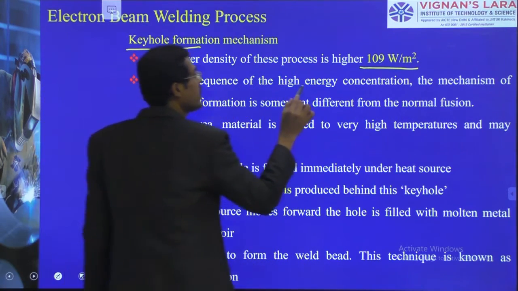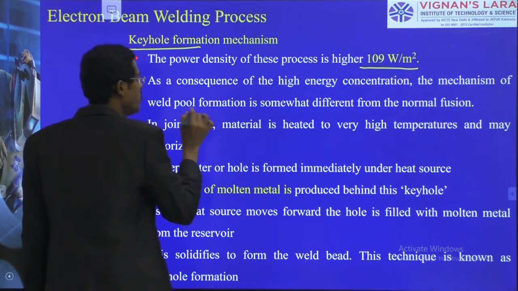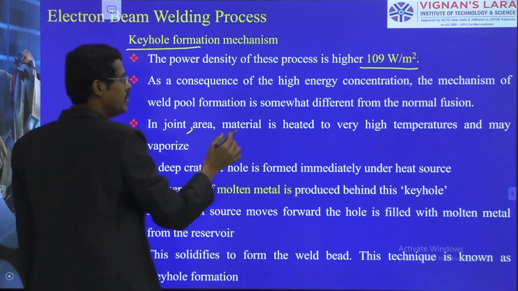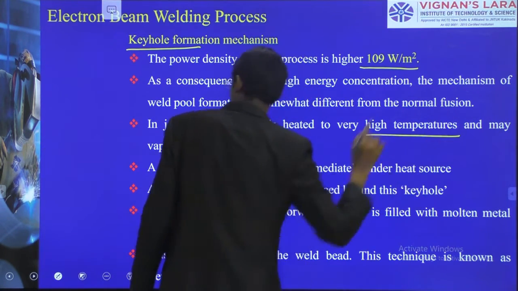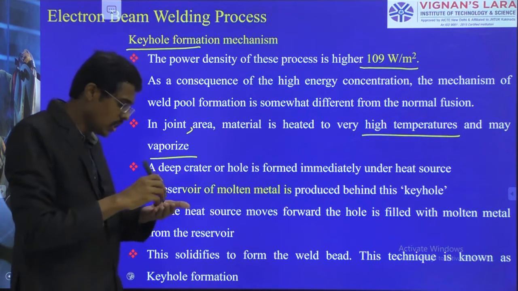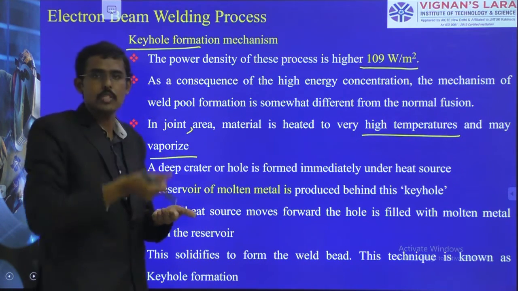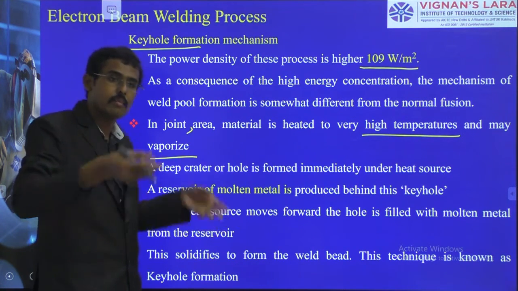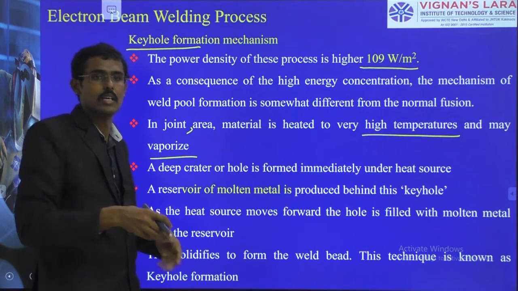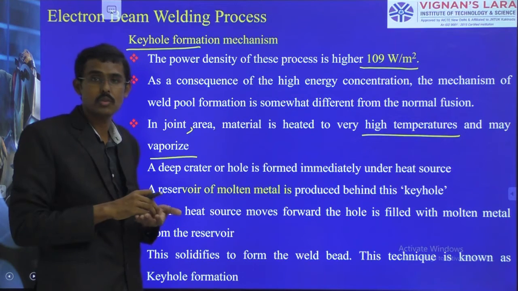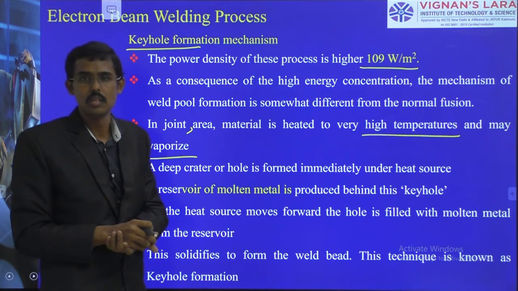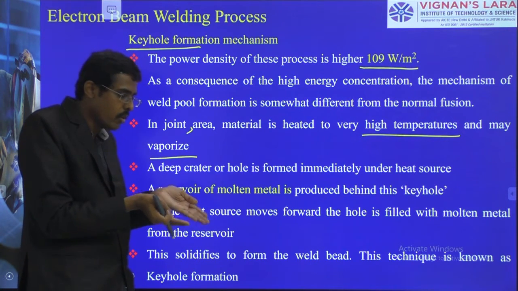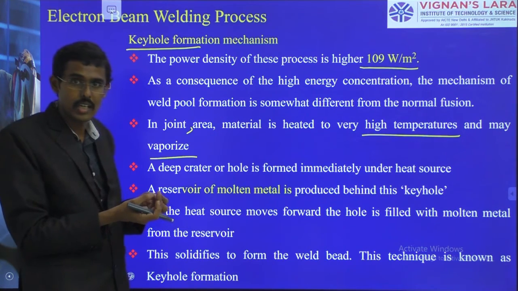As a consequence of the high energy concentration, the mechanism of weld formation is somewhat different from normal fusion. In the joint area, the material is heated to a very high temperature and may vaporize. This keyhole method is going to vaporize the specimen. Then where will it transfer the heat? When the material is there, it absorbs and transfers. But with this intensified 10 to the power 9 watts per meter square, what happens? It vaporizes the whole thing. The material is not there. The surfaces nearby later fill the gap. That is how we are doing the intensification.